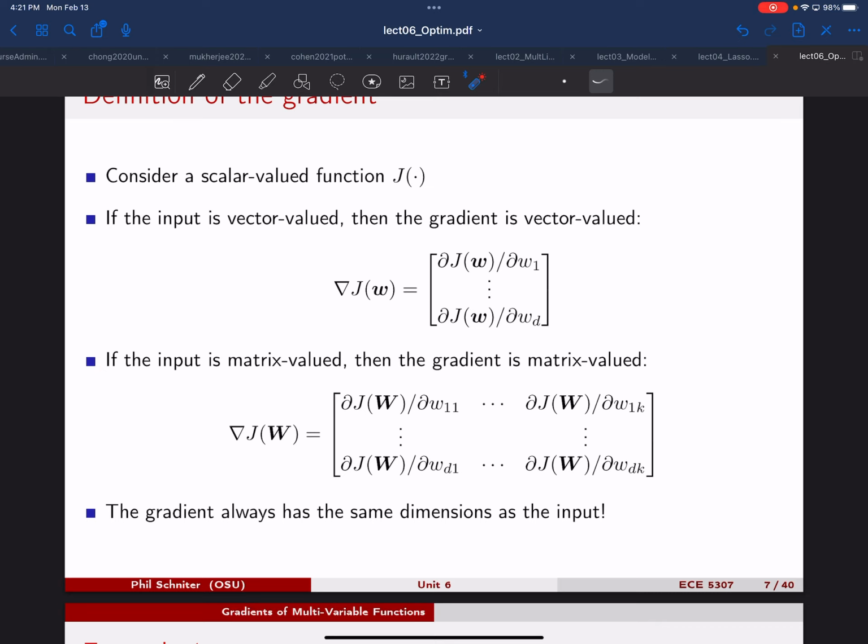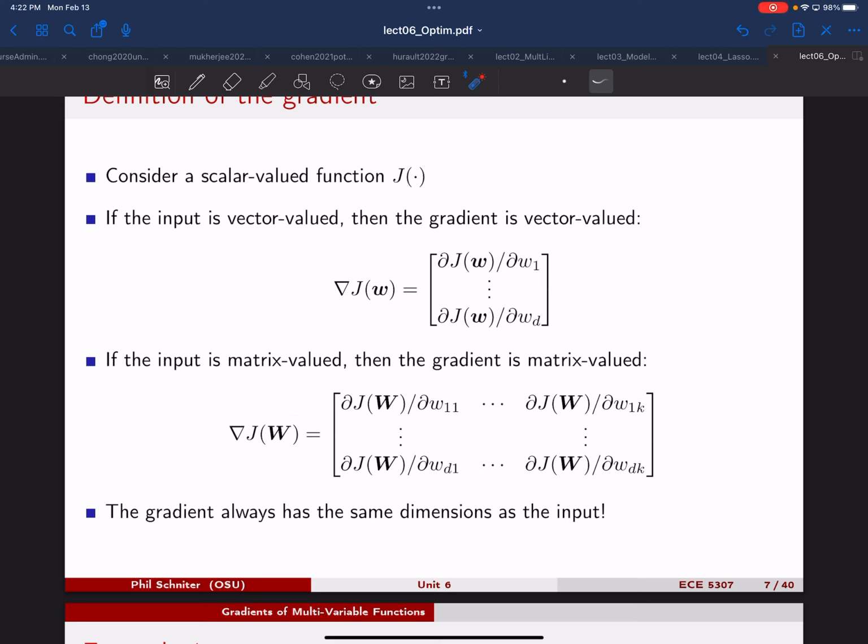So in both those cases, you might want to define what is the gradient. In this case, the gradient is the matrix of partial derivatives of J with respect to all the individual coefficients in W. Right, so the top left would be W11, bottom left would be WD1, bottom right, WDK, assuming you have D going this way and K going this way and so on.